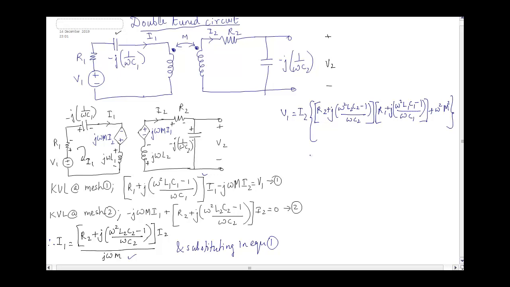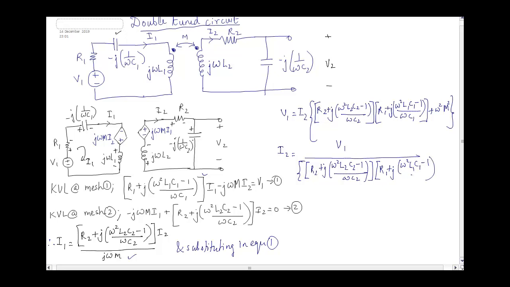If we know the equation of I2, then we will be able to find out the rest of the currents here. Here I have to mention this is j omega L2 and this is j omega L1. So from this one I will get the current I2 as V1 divided by this whole portion. I can write here in curved brackets R2 plus j omega square L2 C2 minus 1 divided by omega C2, multiplied with R1 plus j omega square L1 C1 minus 1 divided by omega C1, plus omega square M square. So this is the equation of I2.